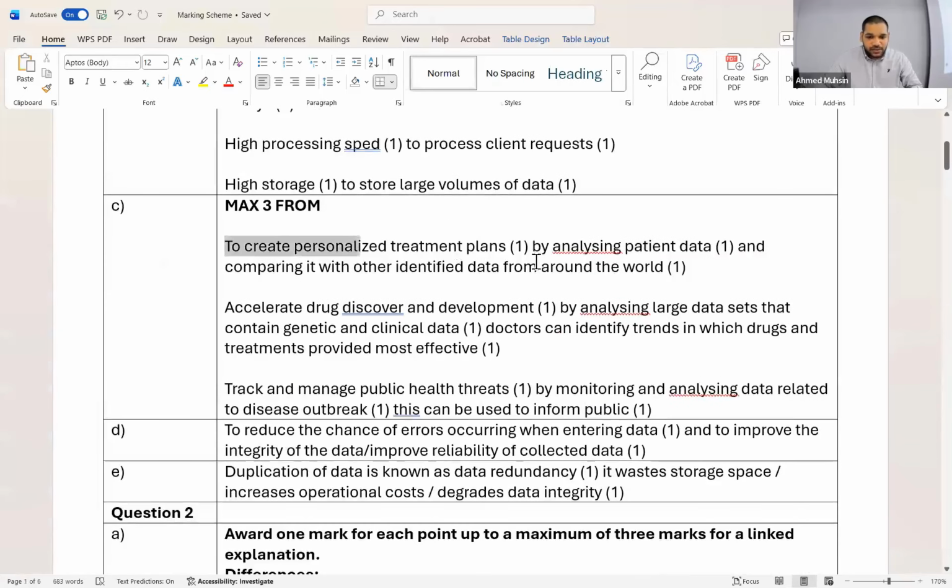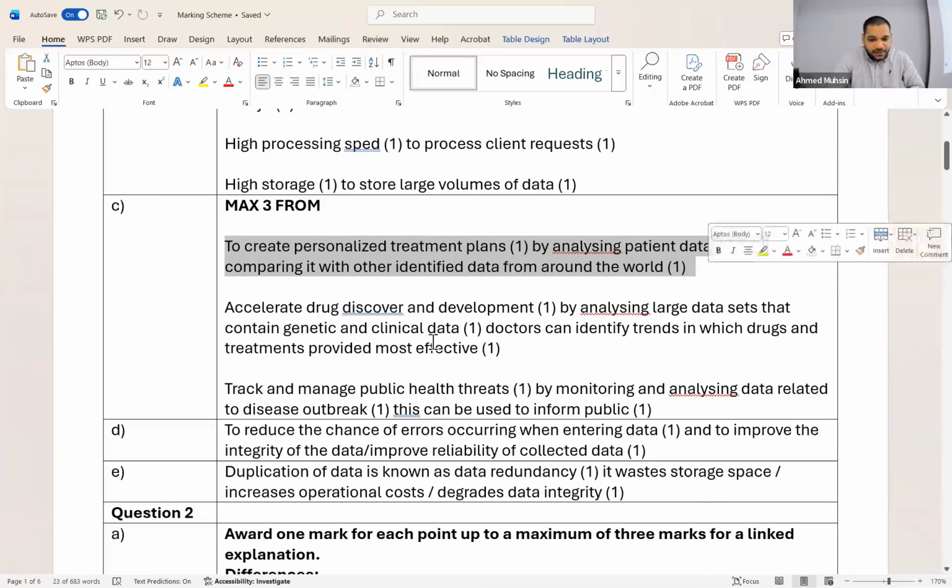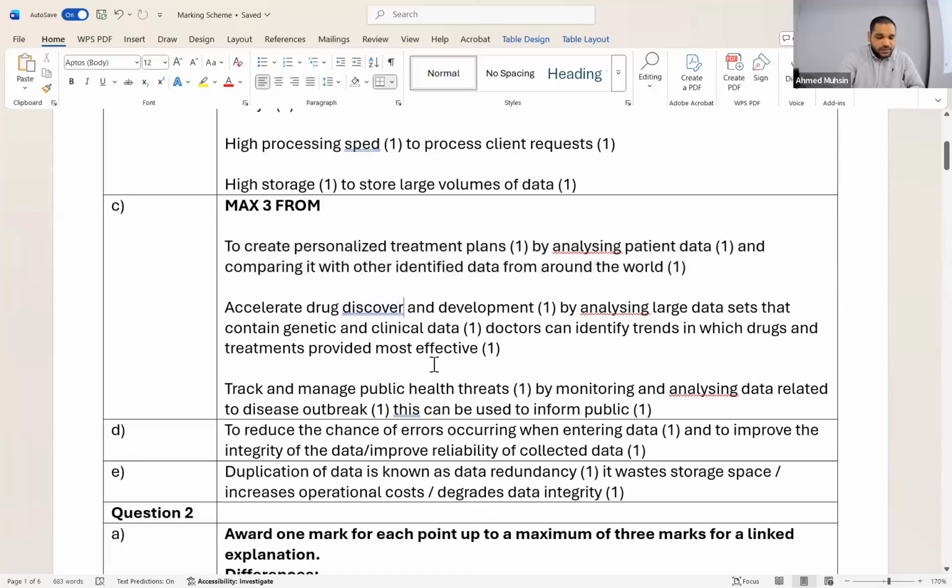This is what Adam told us: to create personalized treatment plans by analyzing patient data. Then accelerating drug discovery and development, coming up with new drugs. You can analyze previously how these drugs worked, who it worked for, who it did not work for, which age group it really works for, which age group was not reacting well, and what side effects were developed. You can gather a lot of data and then decide how to further develop the drug.